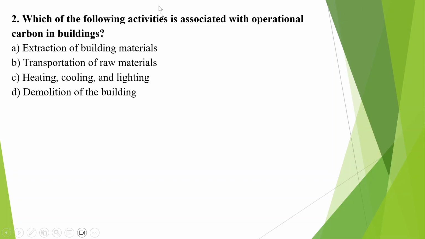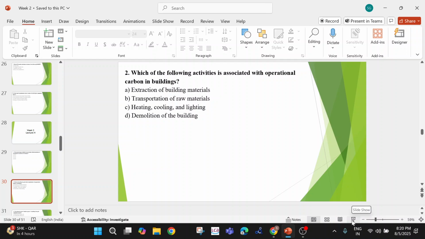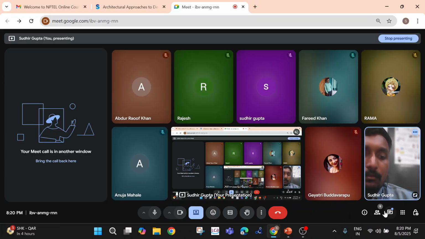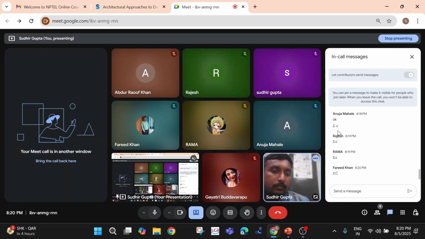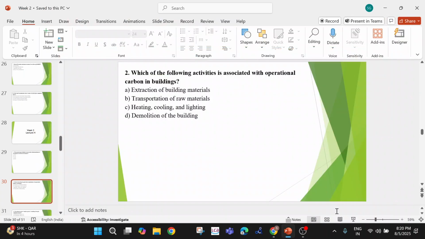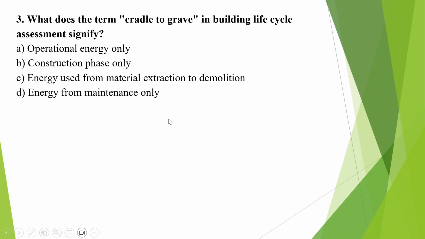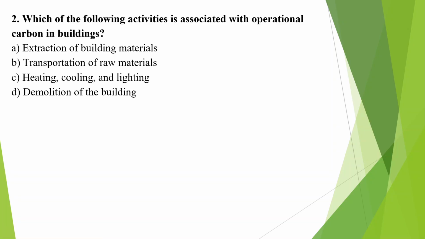Let's see the answers of all. Every one of you has opted for option C, and option C is the correct answer for this question number 2. Whatever we utilize during the operational period of the building, such as HVAC, heating, ventilation, air conditioning, lighting, etc., comes under operational carbon emissions. Fine, all of you are correct.